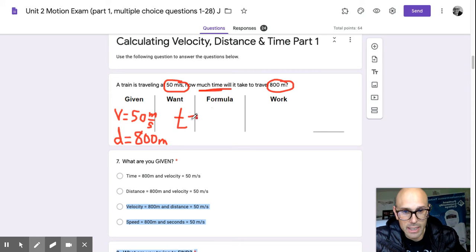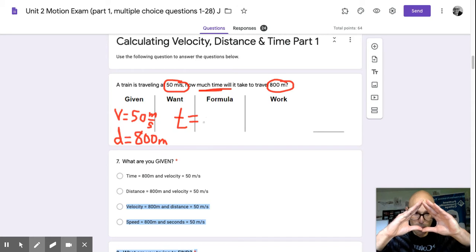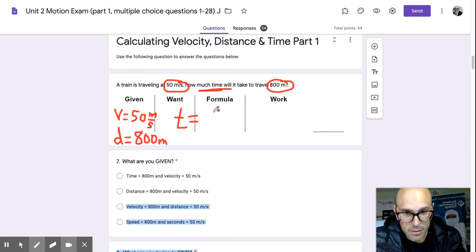So time equals, what's the formula for time? Using the triangle of destiny or whatever. Somebody said that and I really like it. It's distance divided by velocity. Spoiler alert. And that equals, I do my work here, I just plug my variables into the equation.